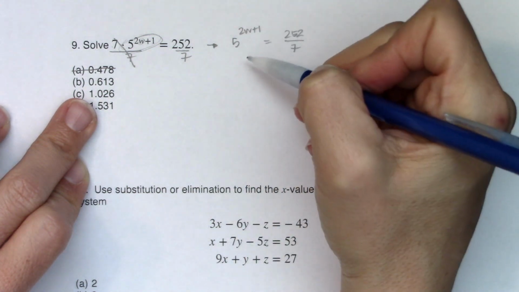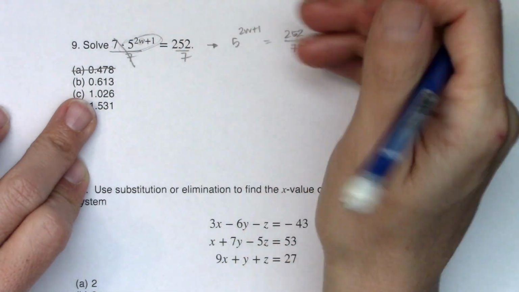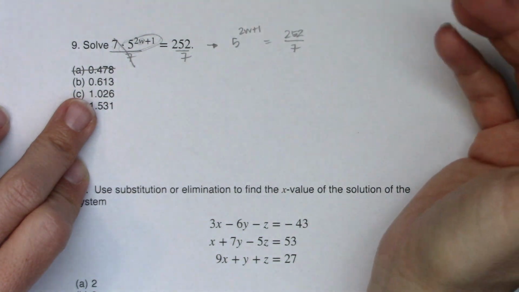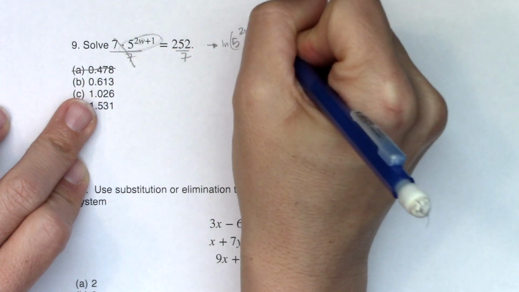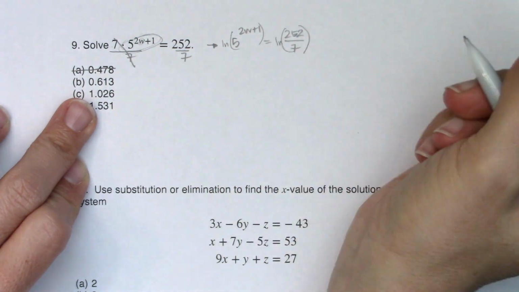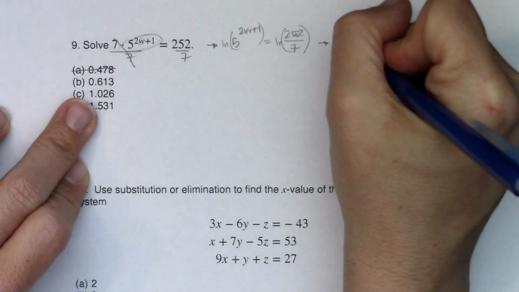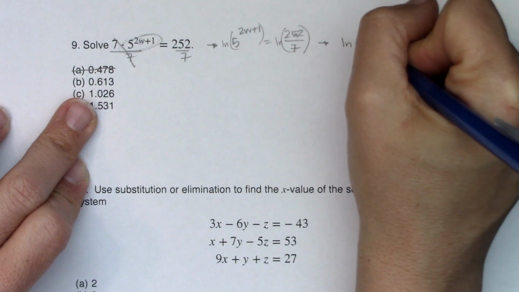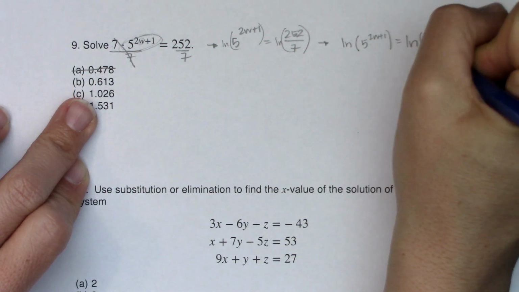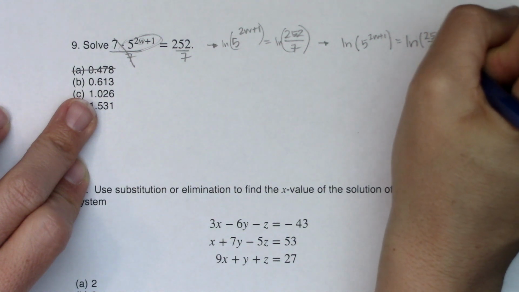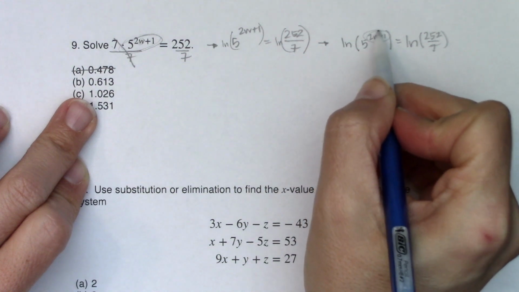And because my variable is up in an exponent, I need to log both sides. Now you can use common log or natural log, totally up to you. I'm just going to use natural log. So I'm going to log the left side of the equation and the right side of the equation. When I log both sides, I'll make it look like this, ln of 5 to the 2w plus 1 equaling ln of 252 over 7.